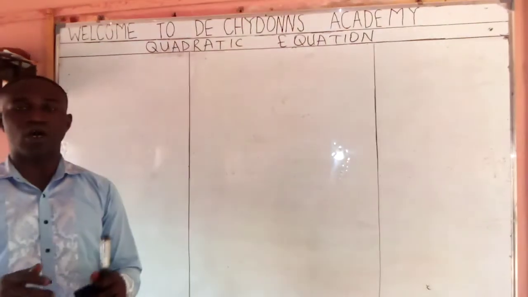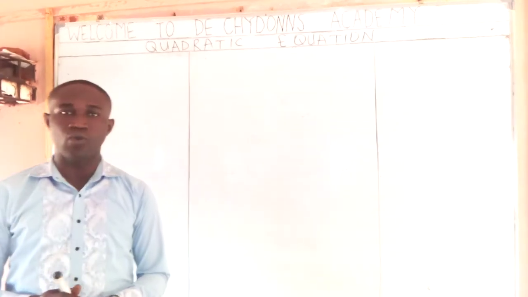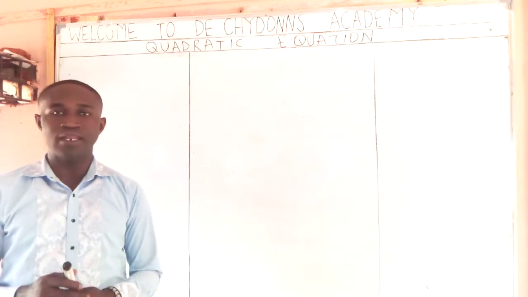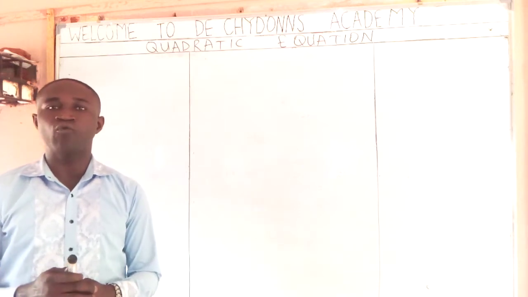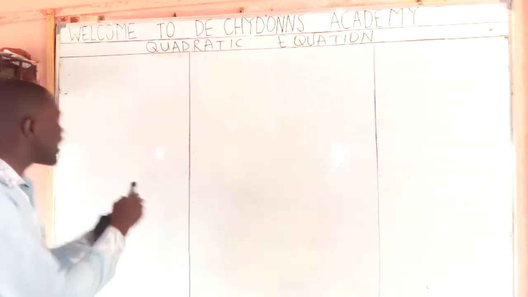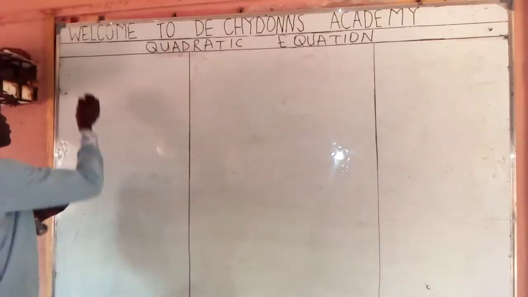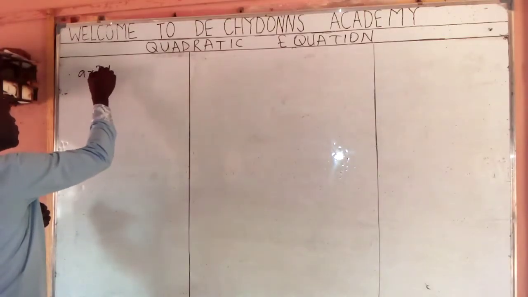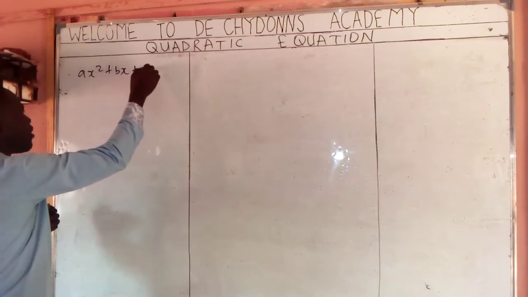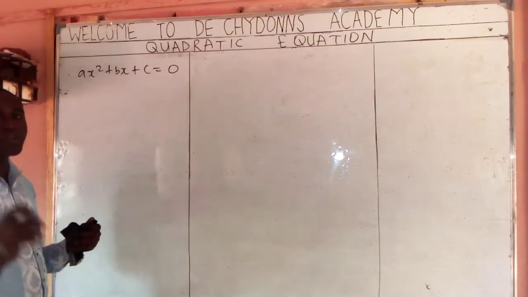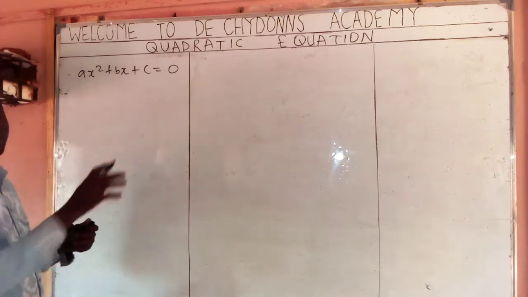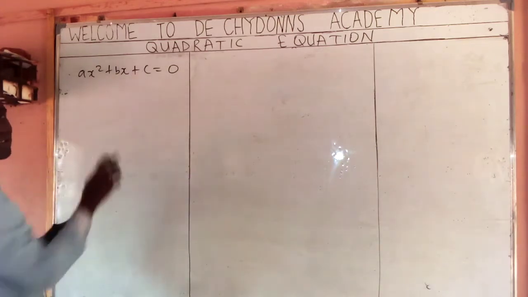Welcome again to the continuation of the topic quadratic equation. In the video before this, we were able to derive the quadratic formula from the general form of the quadratic equation. This is the general form of the quadratic equation. So we are able to derive the quadratic formula using the completing the square method from this.